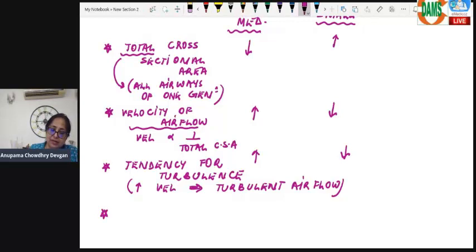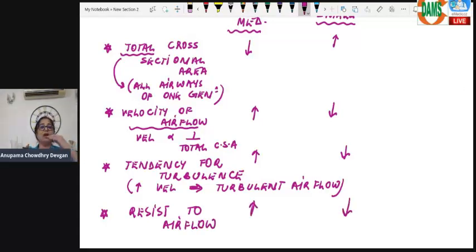If turbulence increases, resistance to airflow will increase. Turbulent airflow means greater resistance to airflow. So the reason why there is a higher resistance to airflow in the medium-sized airways is because of a higher velocity of airflow in medium-sized airways. Greater tendency for turbulence increases the resistance to airflow. Have you understood? This is the reason why there is a higher resistance to airflow in medium-sized airways.